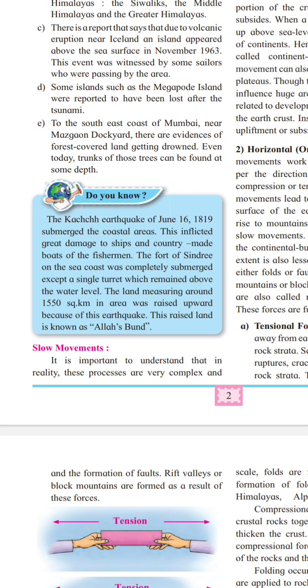And now, do you know? One interesting example is the Kutch earthquake of 1819. This earthquake submerged many coastal villages and damaged ships. At the same time, a huge area of about 1550 square kilometers was lifted upward. This raised land became known as Allah Bund, which means Dam of God. This is another proof that earthquakes can permanently change the earth's surface.